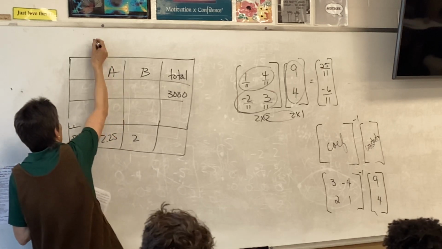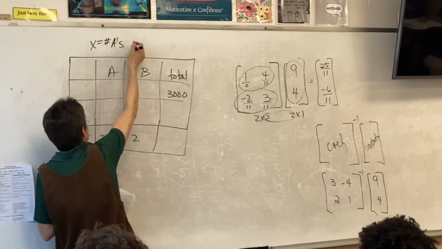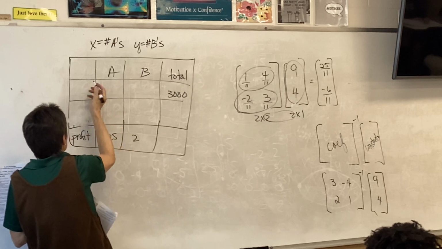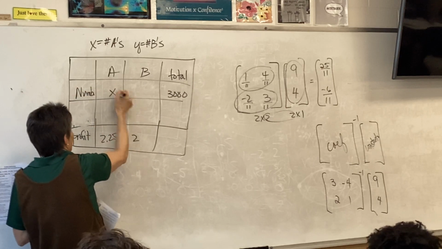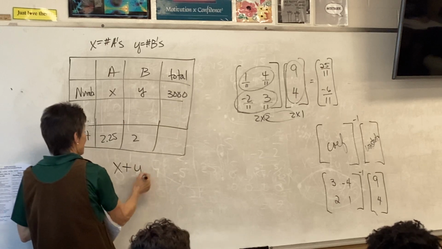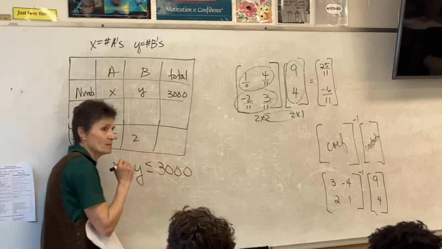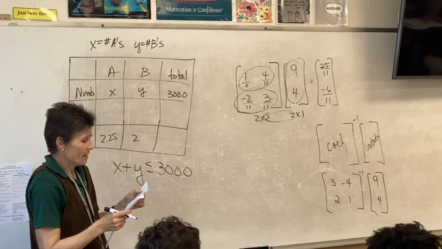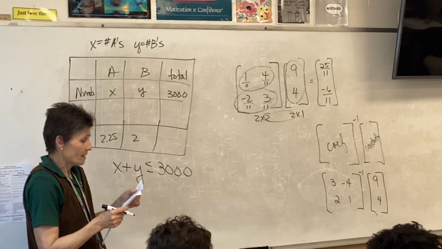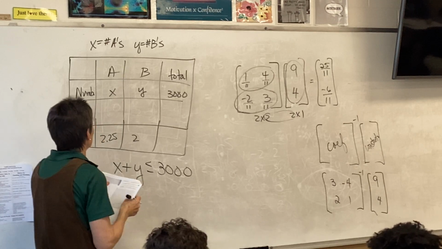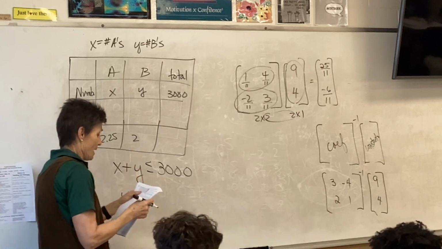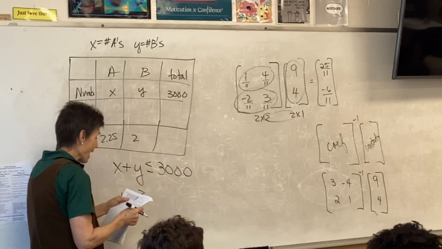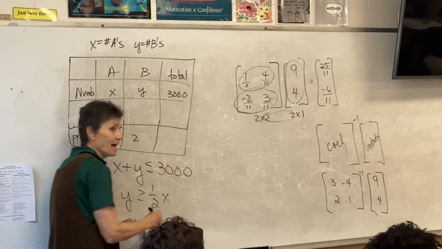So I'm going to let X be the number of A's, does that make sense? And Y will be the number of B's. So X and Y together have to be less than or equal to 3,000. Is that true? Can that be one of my constraints? The number of B, which will be Y, has to be greater than or equal to half of X. Would you agree with that?